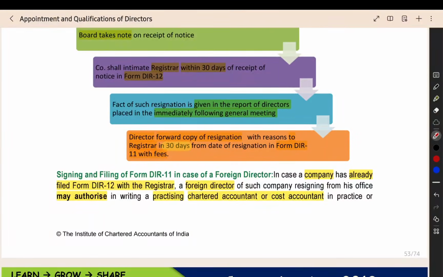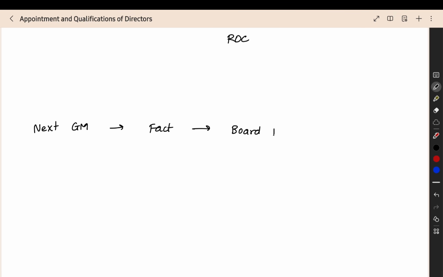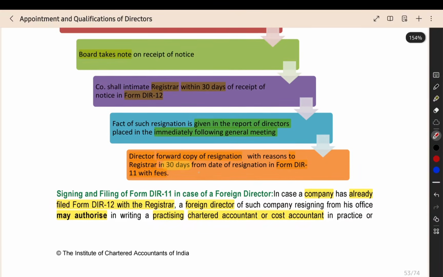Next point. Facts of such resignation should be given in the report of the directors in the immediately next general meeting. The next general meeting will be there, right? In that, the fact that this director resigned should be in the report. That should be there in the board report. After that, what will happen? The director will forward the copy of resignation with reasons to the registrar within 30 days from the date of resignation in form DIR 11 with fees.